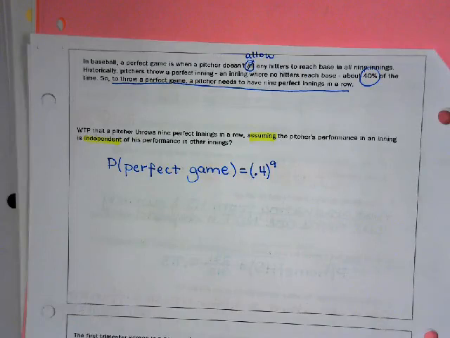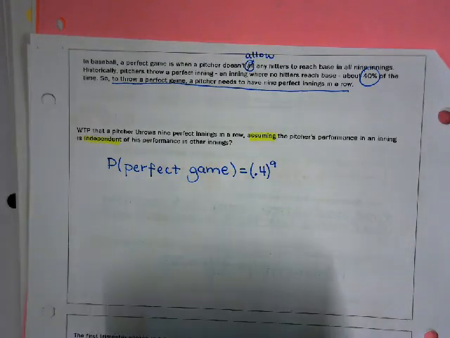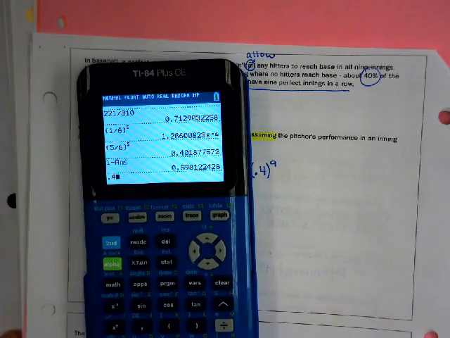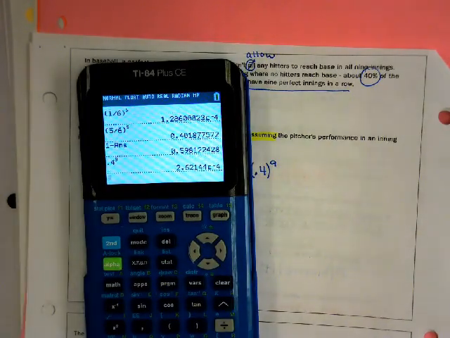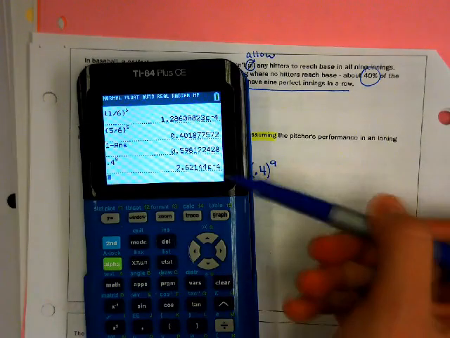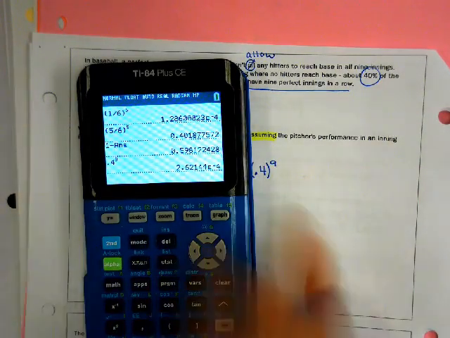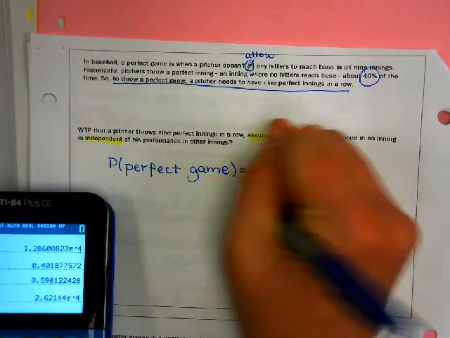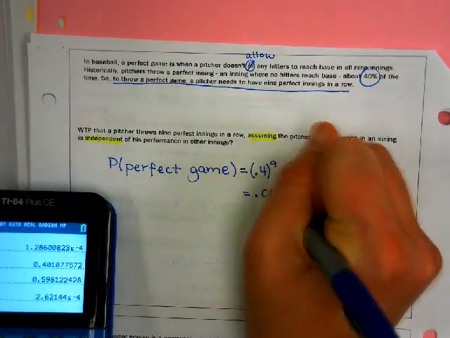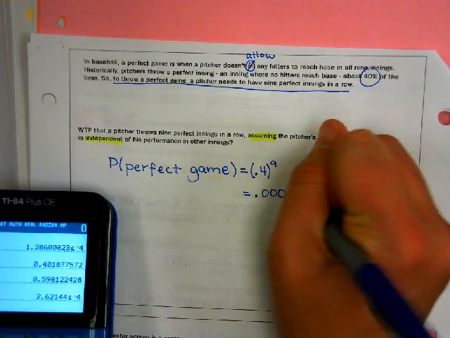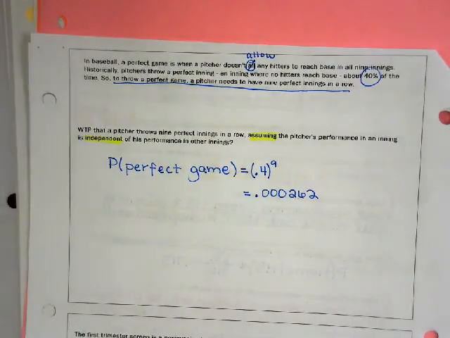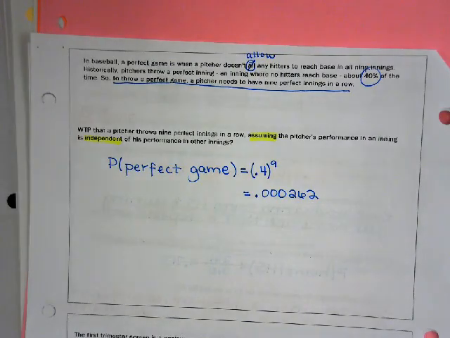0.4 to the 9th. There's that E with the negative again, so we're going to move our decimal 4 to the left. So we get 0.000262. Questions? No? All right. You guys are going to try the one down below.